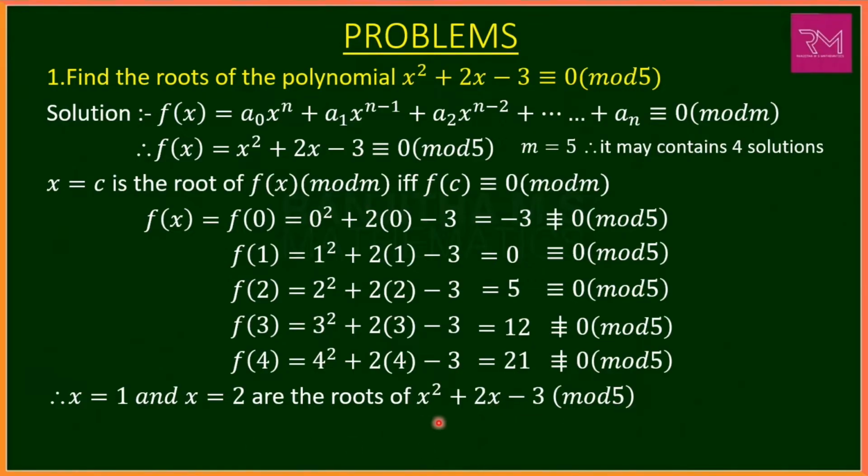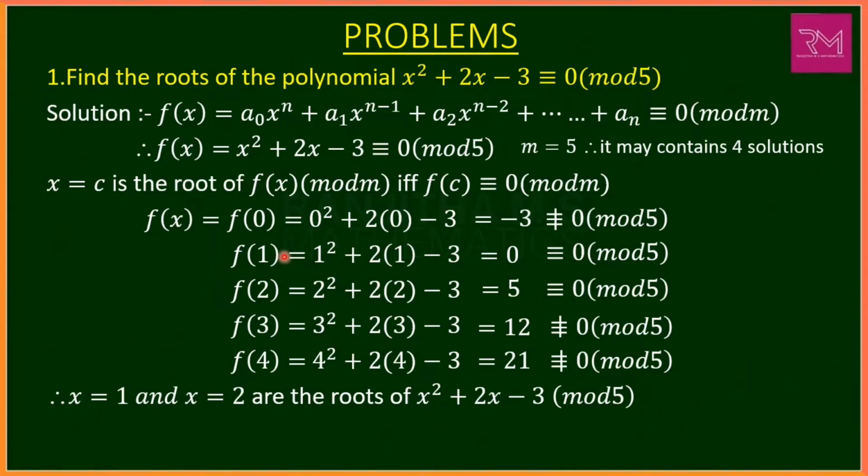This completes the problem. Here, to find the root for the polynomial means you have to substitute x is equal to 0, 1, 2, 3 etc., in the manner that we have to consider the m value. If we have m value 6, you have to consider 5 values. That is, you have to substitute x is equal to 0, 1, 2, 3 etc. up to 5. If the m value is 7, we have to substitute up to 6.